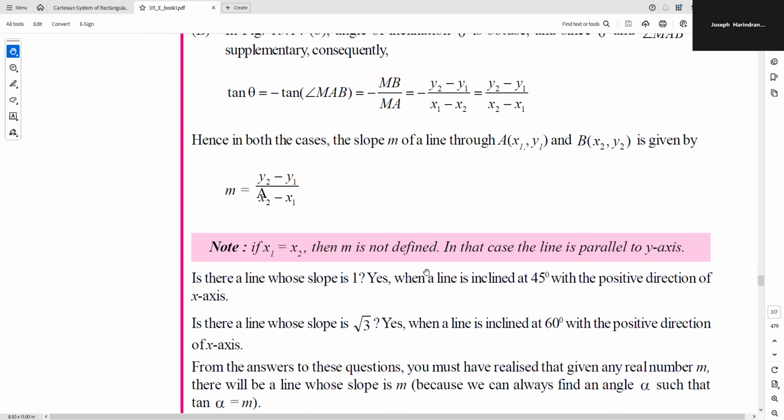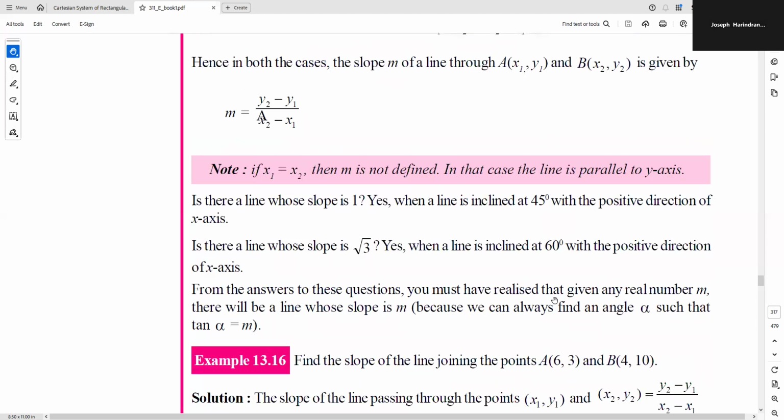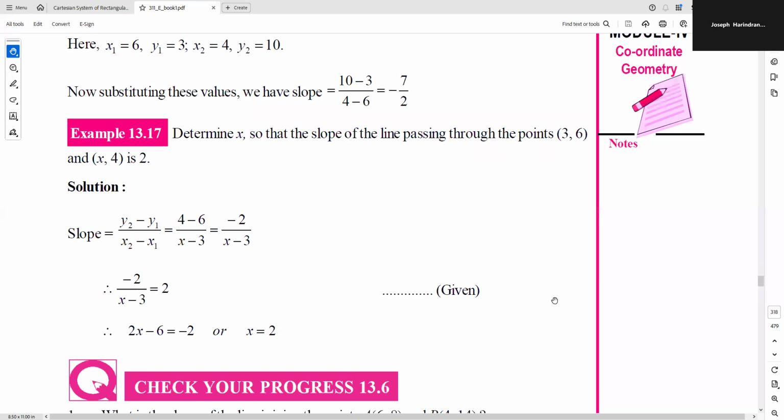If x1 is equal to x2, that means the points lie on the same vertical line. That means the slope is not defined. It's a vertical line. In the case of parallel lines, for lines parallel to the x-axis the slope is 0. Vertical lines are parallel to the y-axis. Horizontal lines are parallel to the x-axis. So this is about the slope of lines.